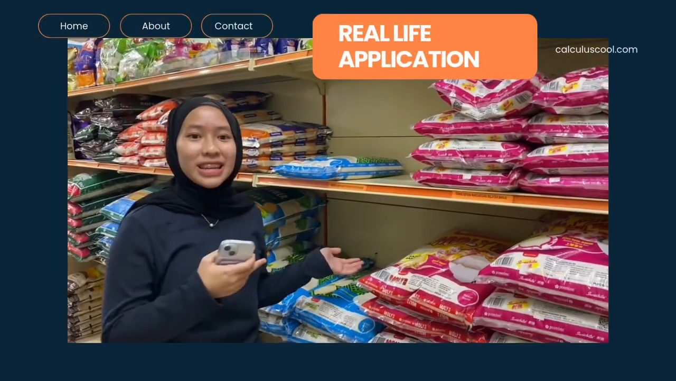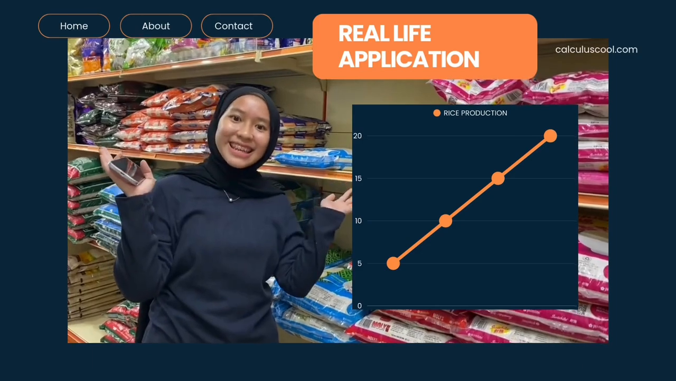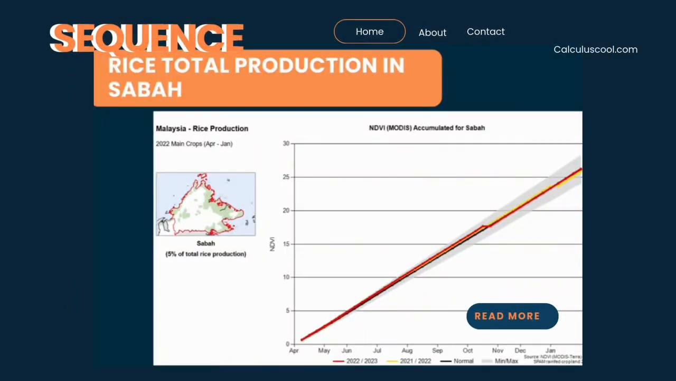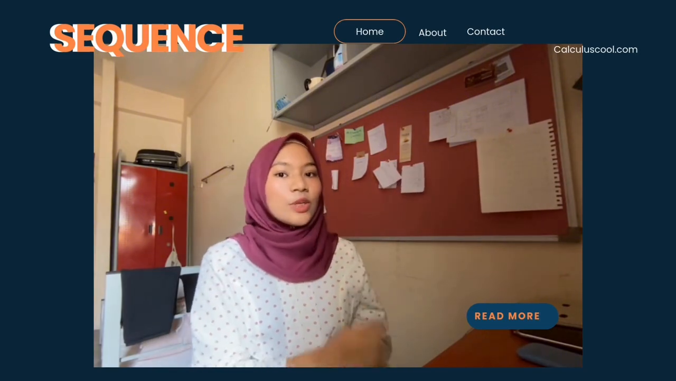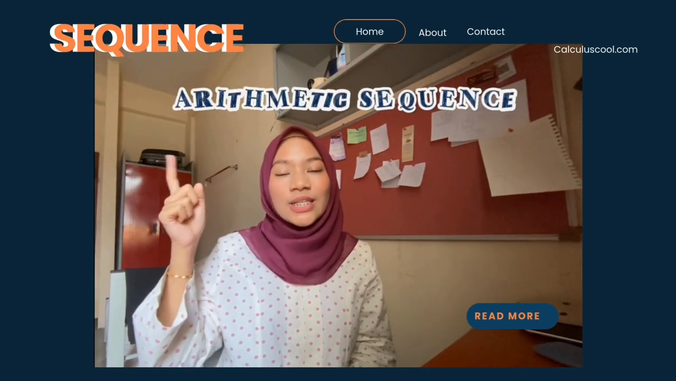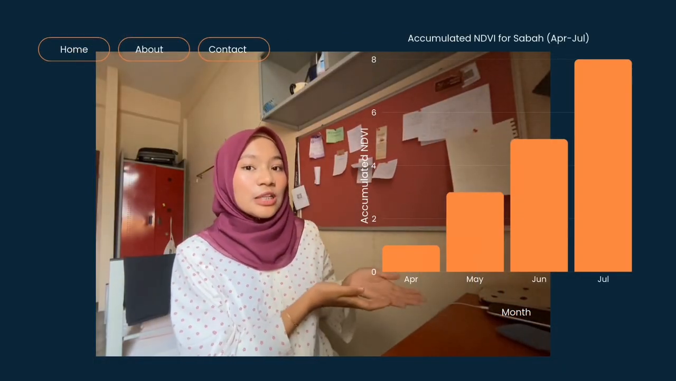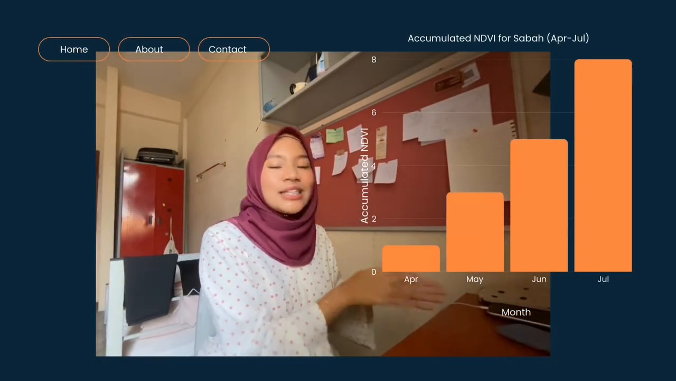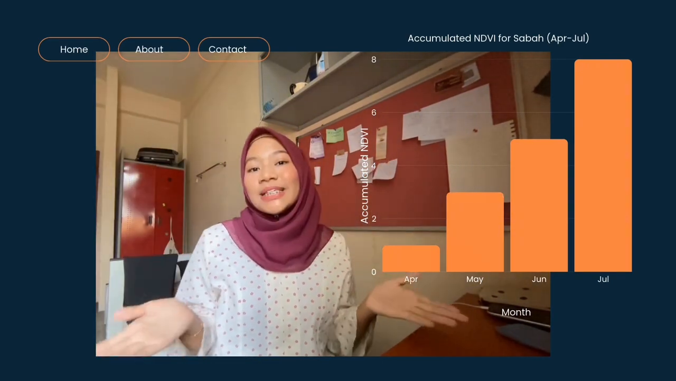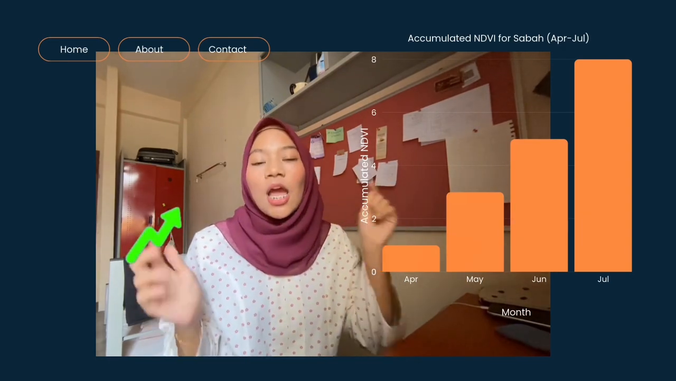See, there's so much rice nowadays. Did you know the monthly total production of rice increases steadily? But what's the proof? So here is the graph of rice total production in Sabah. Let's turn this into a simpler form, which is of course a bar chart. As you guys know, in an arithmetic sequence, each value increases by a fixed amount. Look at this chart. The increase of rice production from one month to the next month is almost the same, which forms an arithmetic sequence. So basically, the idea is that the rice production increases steadily each month.